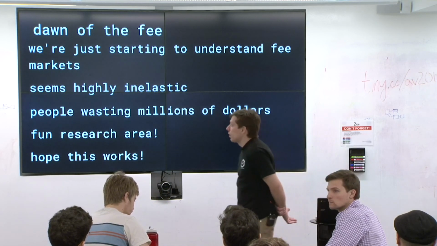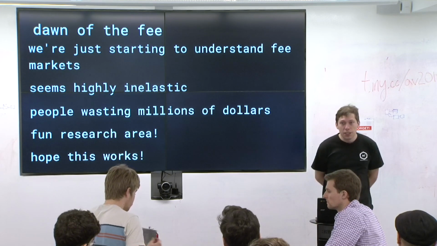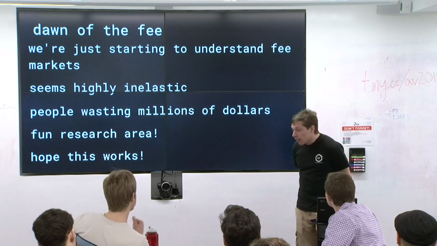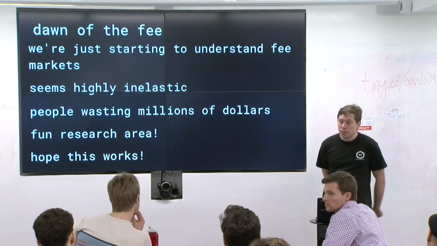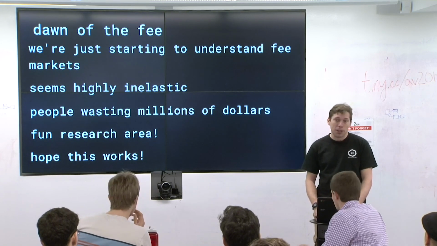That has sparse mempools. They generally don't have fees, or the fees are enforced. You can enforce a fee. You can say, hey, the consensus rule of this system is that every transaction has to have a 50 satoshis per byte fee.